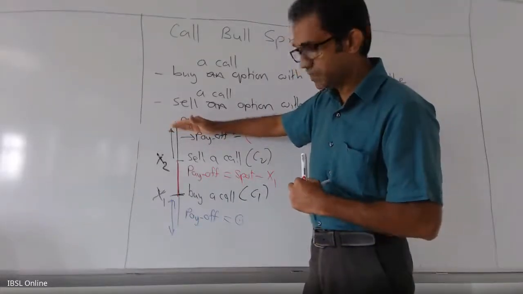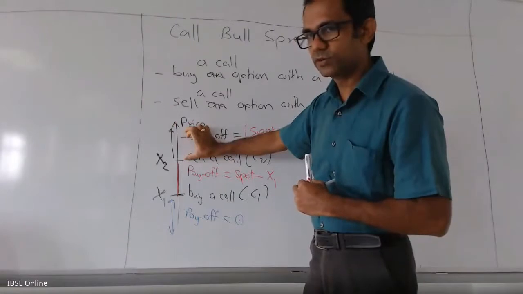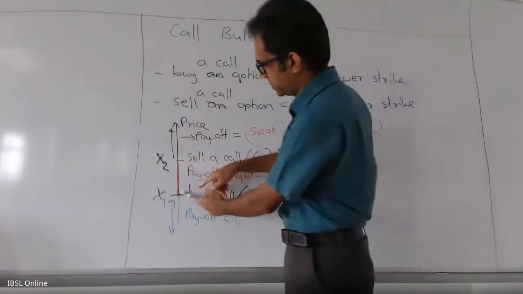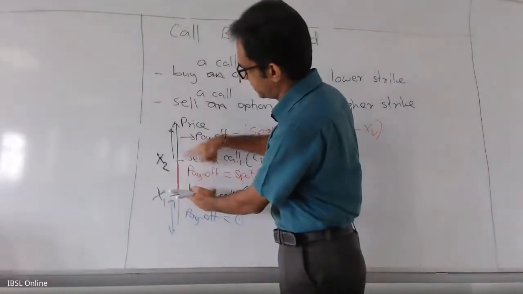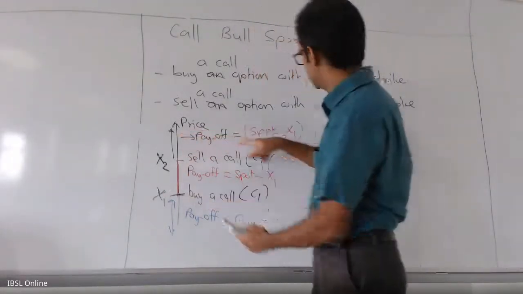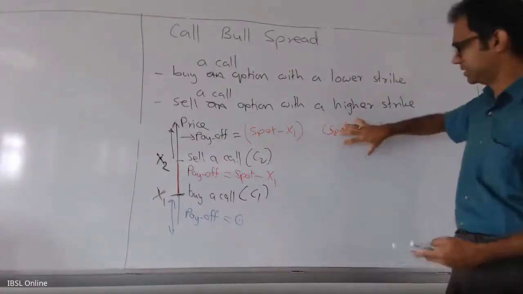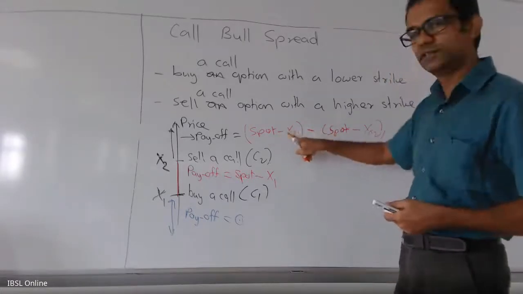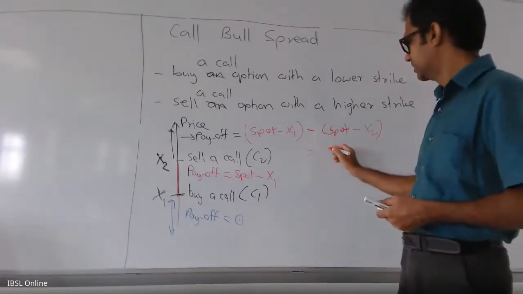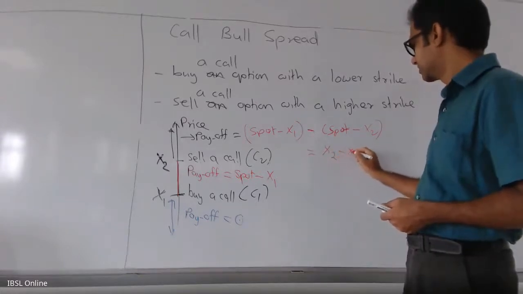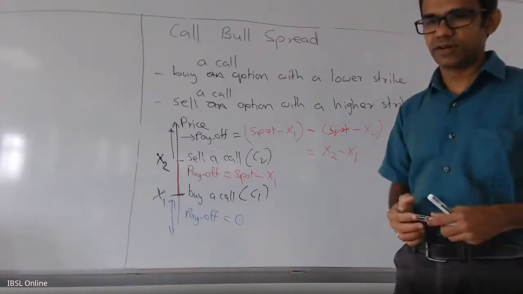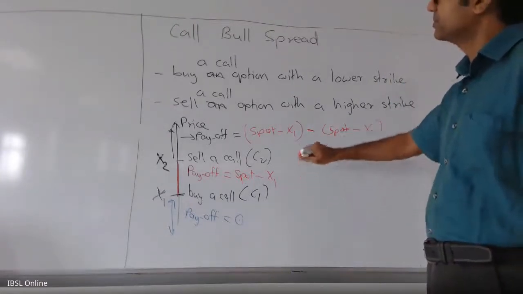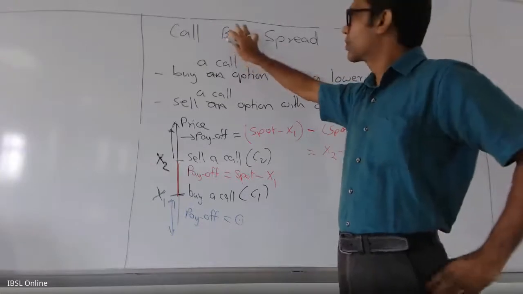With the spot price somewhere here now, that difference you have to pay to the buyer of the option. As a buyer of an option with strike x1, you will get this whole difference. So you receive this, you pay this. Then your net is the difference between these two. What would that be? It would be x2 minus x1.